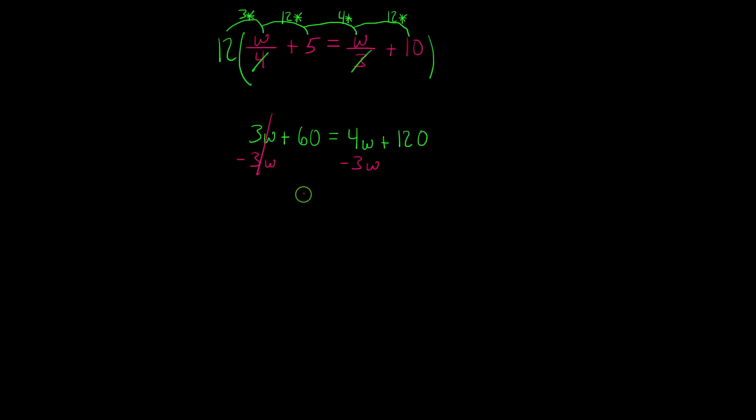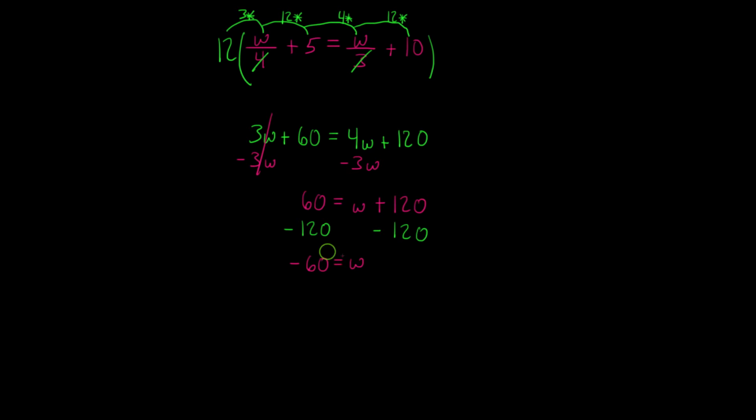I'm left with 60 is equal to, well, 4 minus 3 is 1, so I'm left with W on this side, plus 120. Now I'm going to subtract 120 from both sides. And 60 minus 120 will give me a value of negative 60. Negative 60 is equal to W.